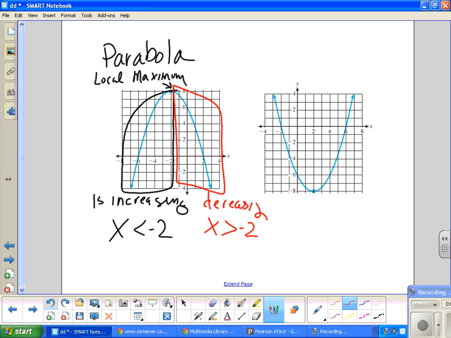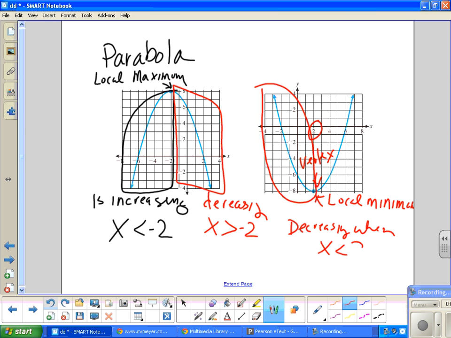The parabola here, the smile, has a local minimum point. Another word for this point here is the vertex. And this one is decreasing for x values that are less than 2, when x is less than 2. And increasing from here up, and that is when x is greater than 2.